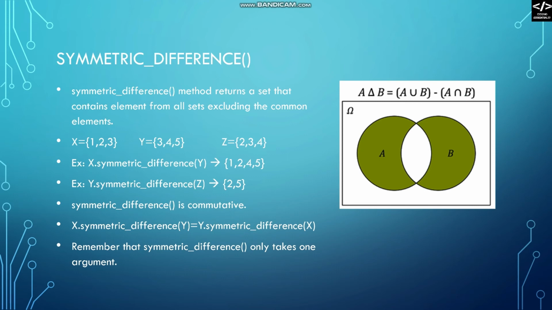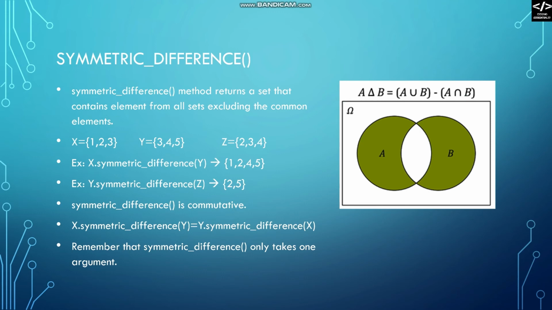Now comes symmetric difference. Symmetric difference is a method that returns a set that contains elements from all sets excluding the common elements from all sets. I repeat, symmetric difference is a method that returns a set that contains elements from all sets excluding the element common to all the sets. Let me make you understand with an example.